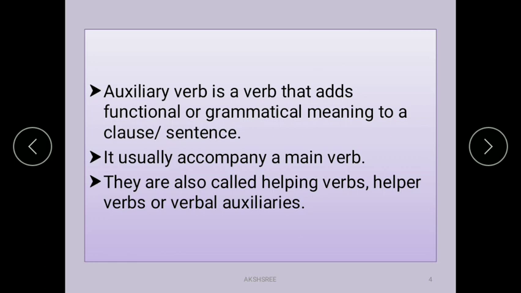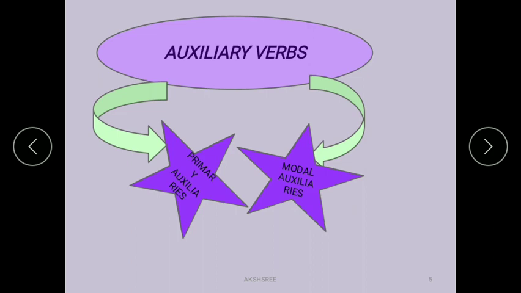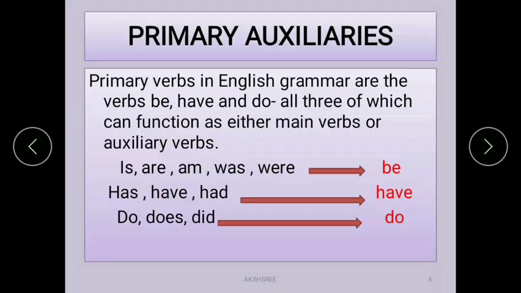Okay, understood. Next, we all know that auxiliary verbs are divided into two sections, that is, primary auxiliaries and modal auxiliaries. Okay, what are primary auxiliaries? Primary verbs in English grammar are the verbs be, have, and do, all three of which can function as either main verbs or auxiliary verbs. That is, the main three primary verbs in English grammar are be, have, and do. All other primary auxiliaries take shape from these three: be, have, and do.